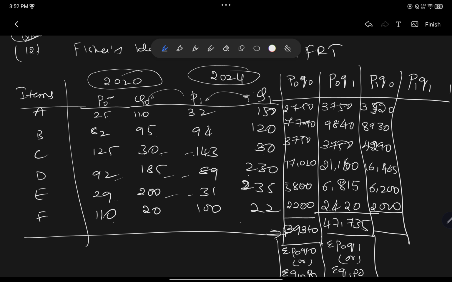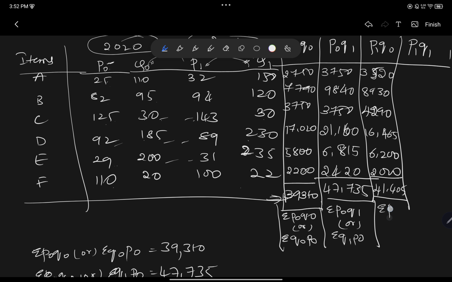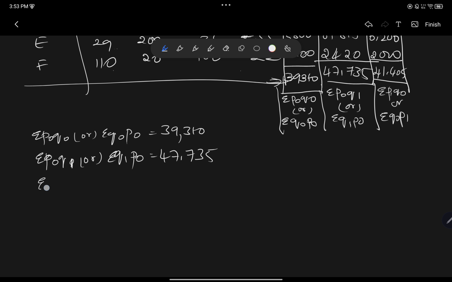So the total of P1 Q0 is 3520 plus 8930 plus 4290 plus 16465 plus 6200 plus 2000, which is 41,405. What is this? This is the summation of P1 Q0, or summation of Q0 P1. I will write it down here: summation of P1 Q0 or summation of Q0 P1 is equal to 41,405.